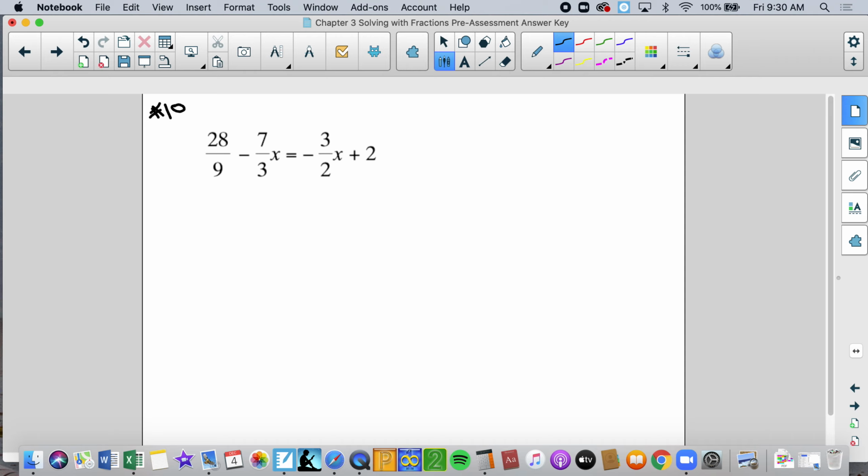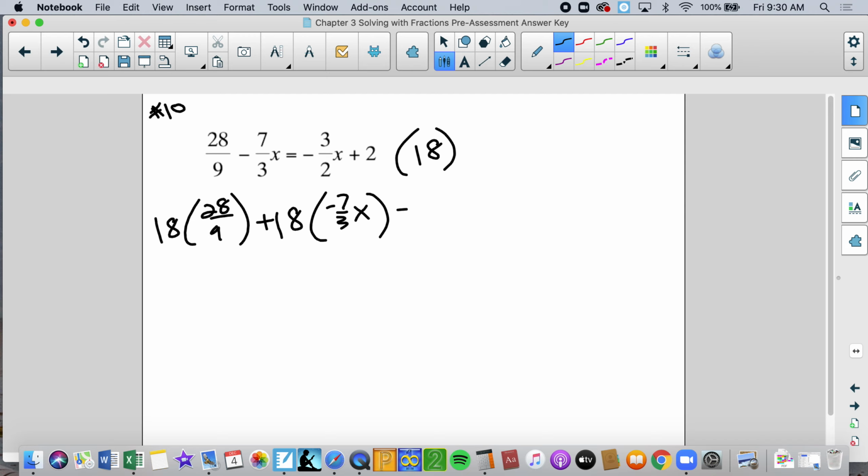So 9, 3, and 2. 9 is not a multiple of 2, so I can't choose 9. So I'll take the next multiple of 9, which is 18. 18 is a multiple of 2. 18 is a multiple of 3. And 18 is a multiple of 9. So I'm going to multiply everything times 18 plus 18 times negative 7/3 x equals 18 times negative 3/2 x plus 18 times 2.